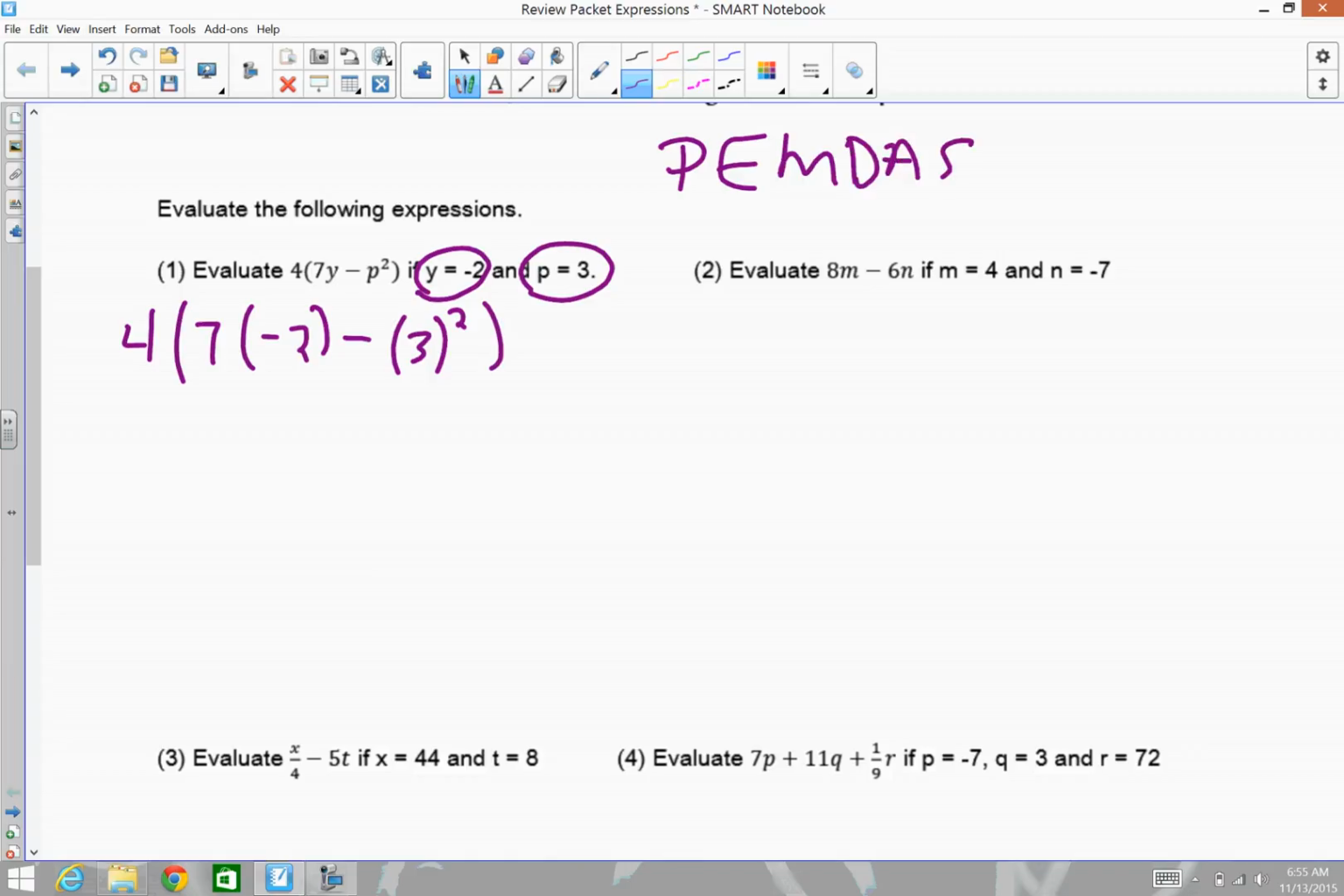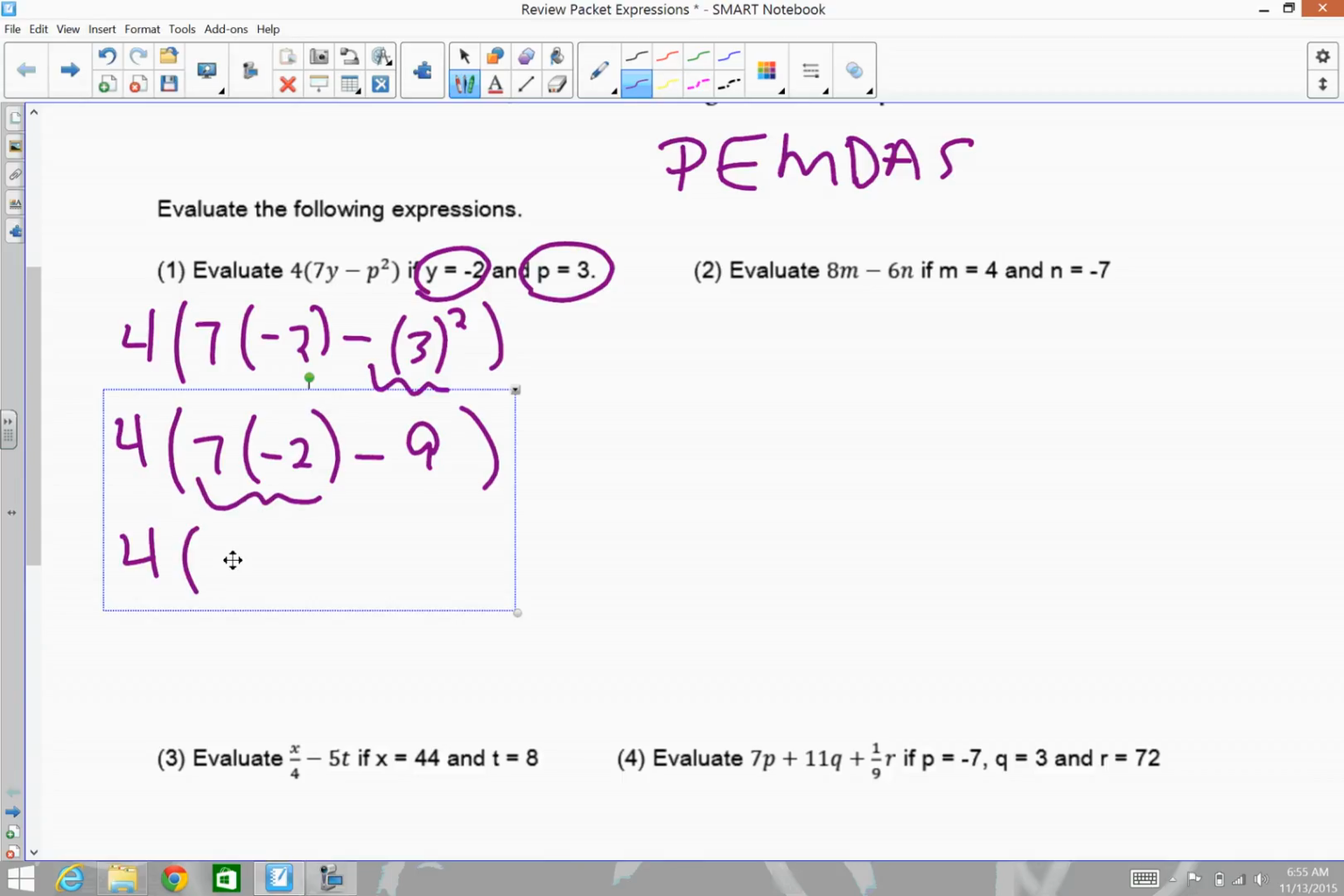tells us to do parentheses first, and within the parentheses we should do our exponents. So 3 squared is 3 times 3, which is 9. We'll copy down what's left. Okay, now we can take care of multiplication. So 7 times -2 is -14.